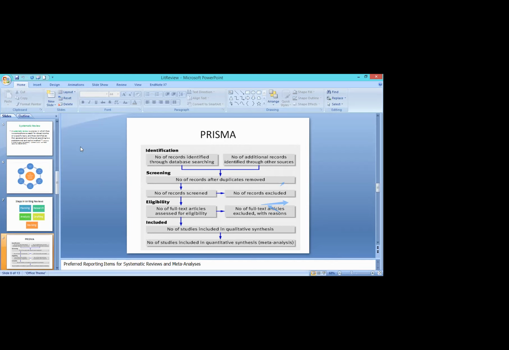So for PRISMA, identification: number of records identified through database searching.